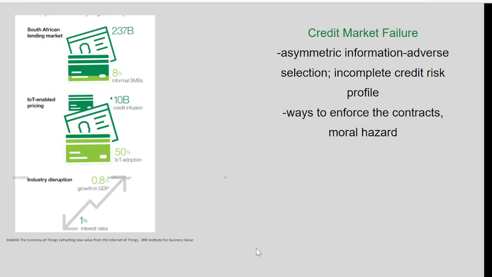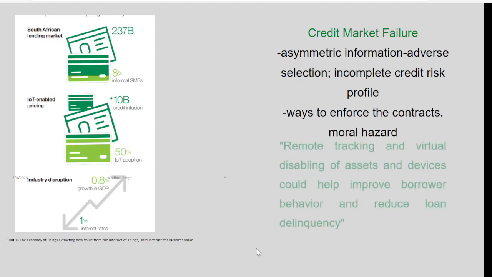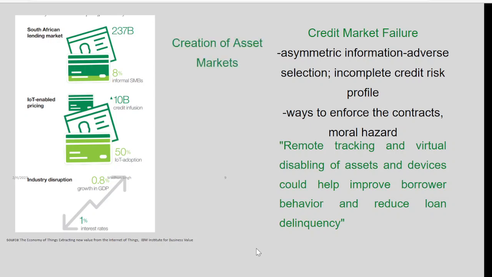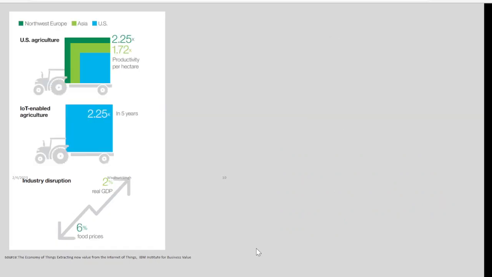Now here the Internet of Things can help us solve these problems and the credit market failure. The financial institution could better understand the price risk associated with informal SMBs that were previously too opaque to deal with. The remote tracking and virtual disabling of assets and devices could help improve borrower behavior and reduce loan delinquency. So this is the case of creation of asset markets and risk management.